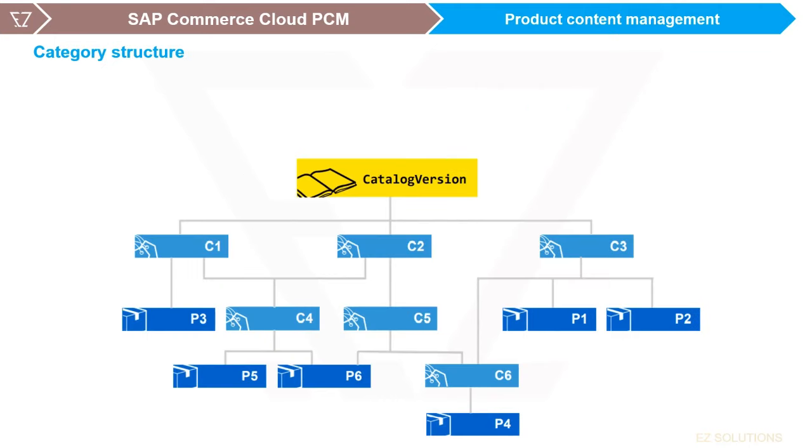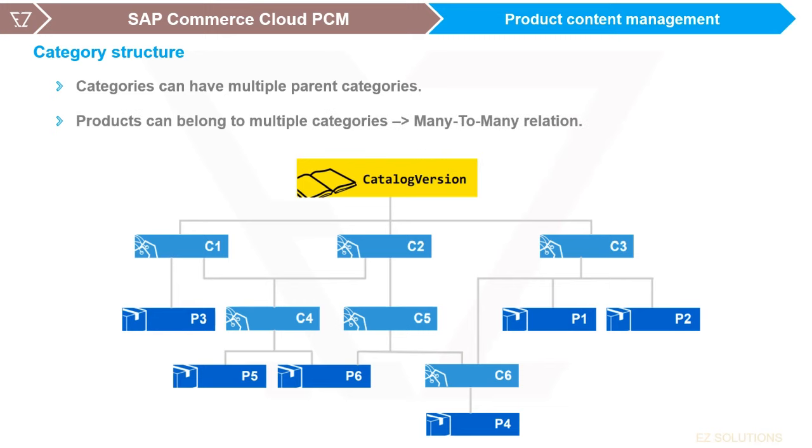In SAP Commerce, categories are used to organize and structure products within a catalog. Categories can have multiple parent categories and can also hold multiple child categories, creating a many-to-many relationship. This means that a category can be a child of multiple parent categories and a parent of multiple child categories. Categories can also hold multiple products, and a product can be assigned to multiple categories. This creates a many-to-many relationship between categories and products.